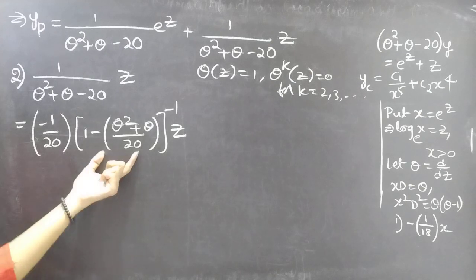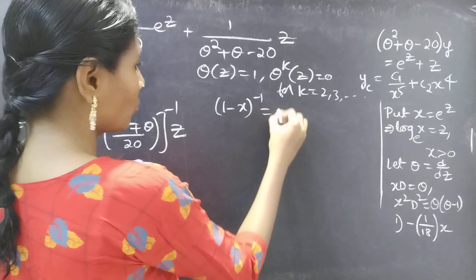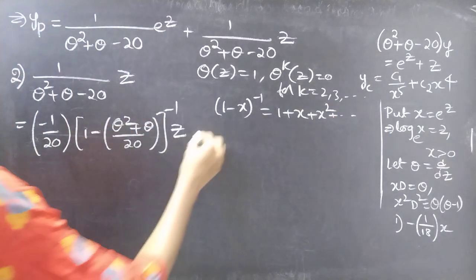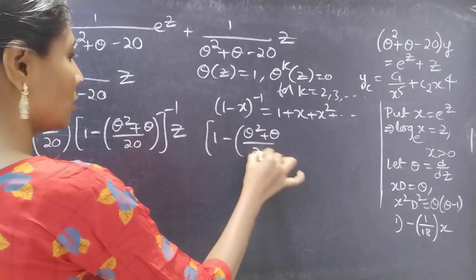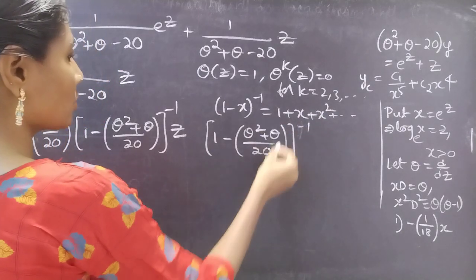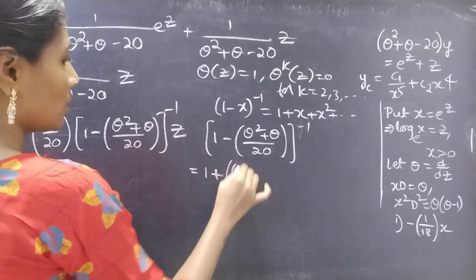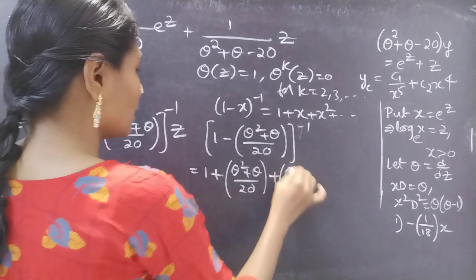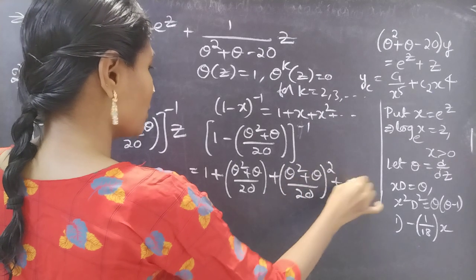Now coming to the expansion of this. We are going to use (1 - x)^(-1) = 1 + x + x² + and so on. Now let's expand (1 - (θ² + θ/20))^(-1). For x = θ² + θ/20, we'll get 1 + (θ² + θ/20) + (θ² + θ/20)² + and so on, right?